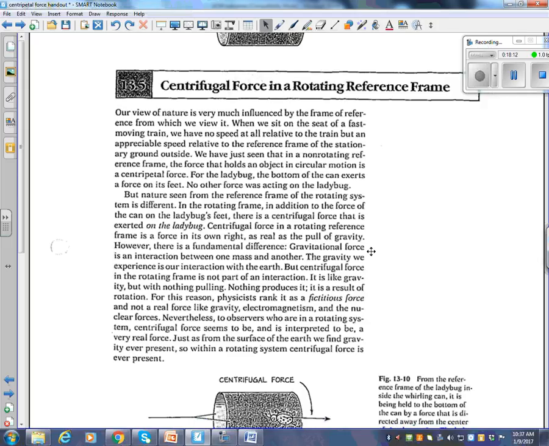So you remember back in grade 11, there were the 4 fundamental forces, and some of you I realize may not have seen those. The 4 fundamental forces are gravity, electromagnetic forces, and the weak and strong nuclear forces. This one is not one of them.